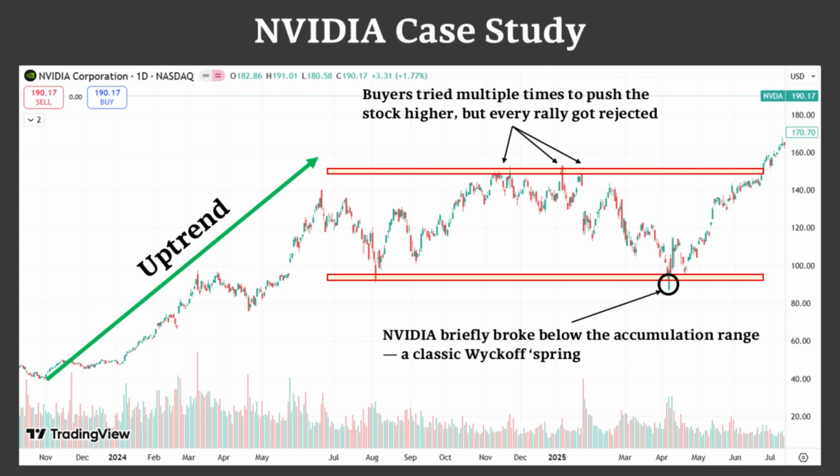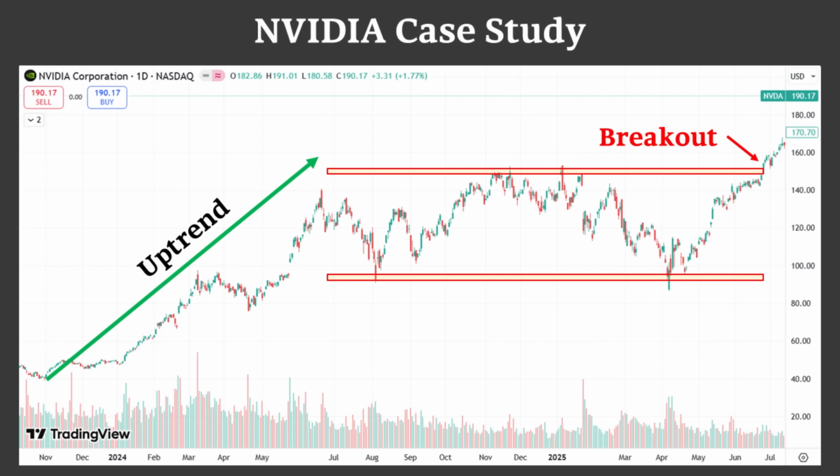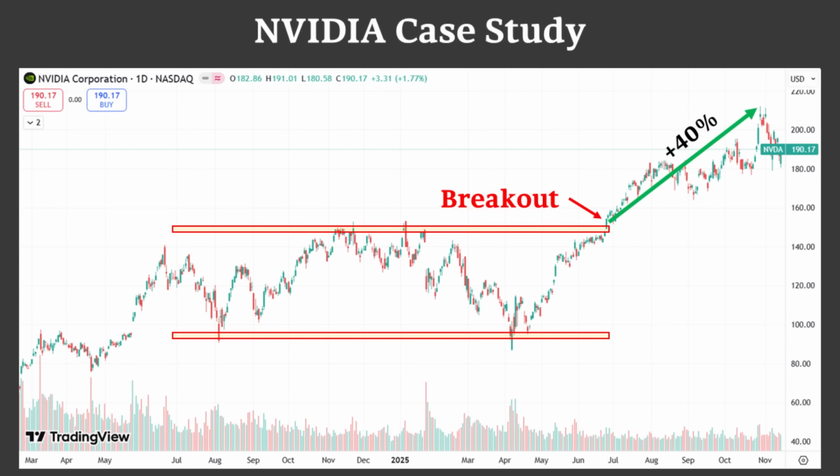Once buyers regained full control, the price surged and broke out above the consolidation zone. This time, the breakout was far more reliable than the previous false moves, and here's why. 1. The prior rally showed strong momentum, and 2. The base before the breakout had tightened significantly with low volume, signaling that selling pressure had dried up and buyers were firmly in control. Following that breakout, Nvidia went on to climb another 40% at its peak.